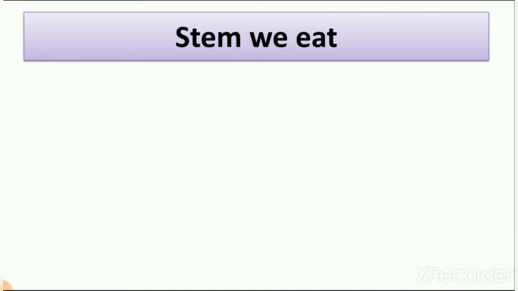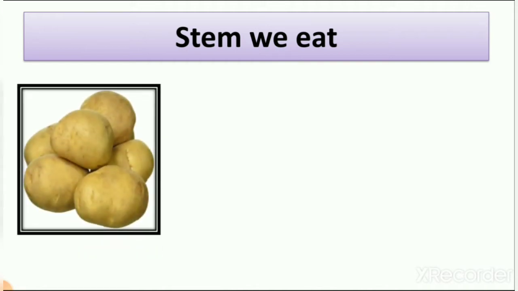Then next is stem we eat. So the stem which grows up on the ground, it may be soft, it may be strong, it may be very soft. So these all are stems we eat. Which do we eat? Potato. We learn that potato is the most used vegetable all over the world, not only in India. So potato is a stem we eat.